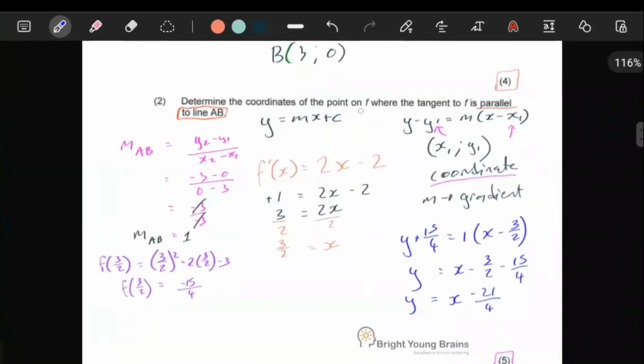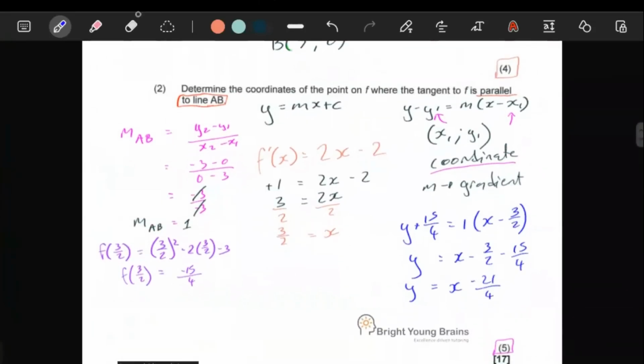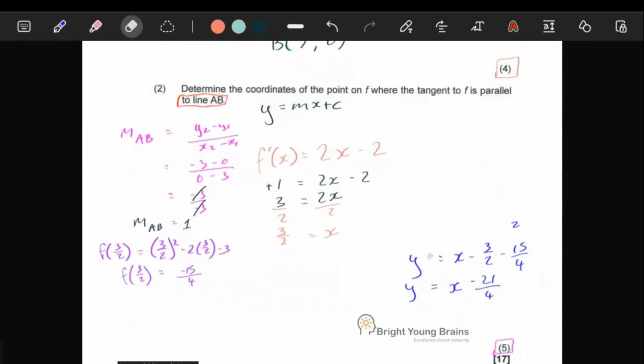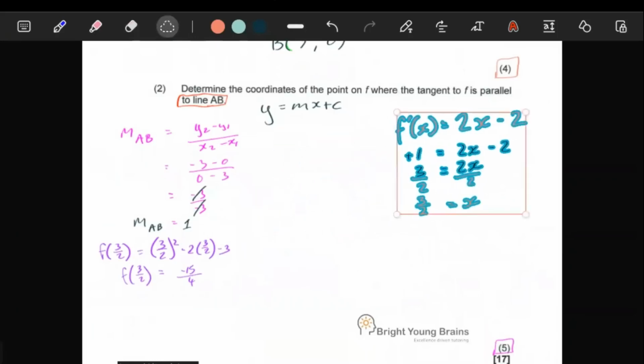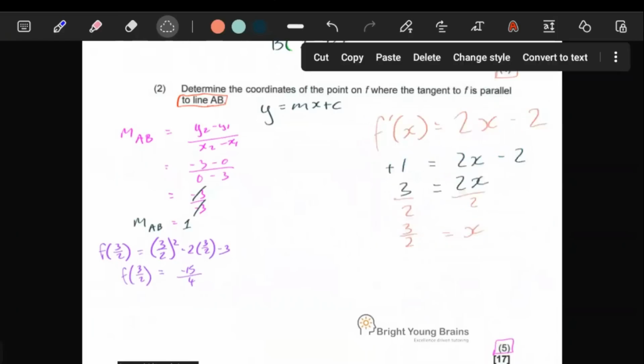Determine the coordinates of the point on F where the tangent is parallel to... They just wanted this here. Oh, goodness. Bro, this was not necessary. All we had to do was get the coordinate where the tangent meets the curve. Oh, that's why it seemed like there was not enough space.